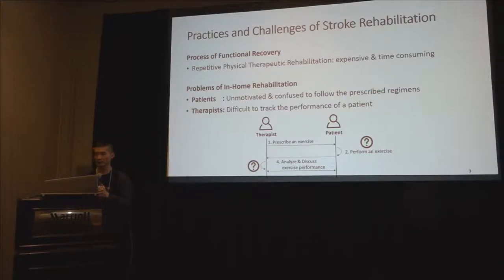Post-stroke survivors require repetitive physical therapeutic sessions. However, this is expensive and time-consuming because it requires the presence of the therapist for assessment and generating useful feedback. As therapy has limited availability, they often prescribe in-home rehabilitation where a patient has to perform the prescribed exercise themselves. During in-home rehabilitation, patients often become unmotivated or confused about whether they are correctly following the prescribed exercise. Also, therapists have a problem tracking the patient's progress over time.